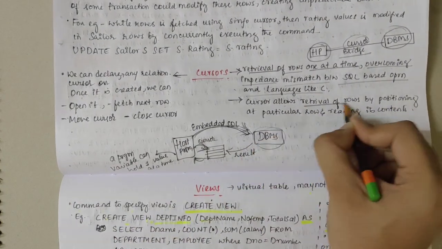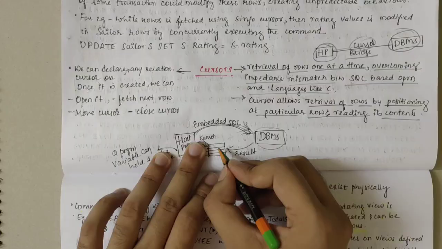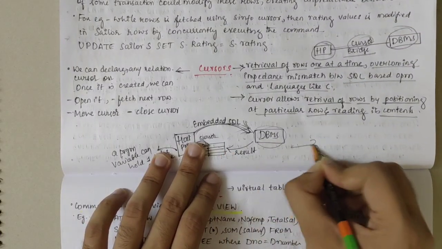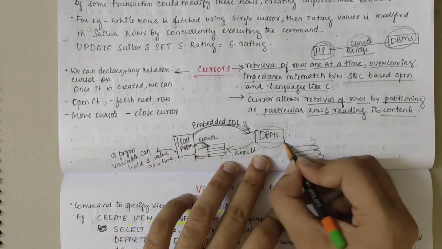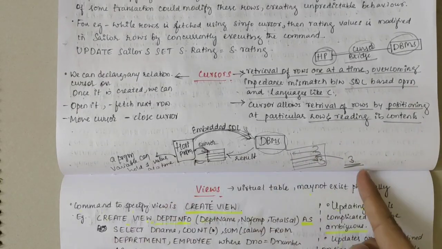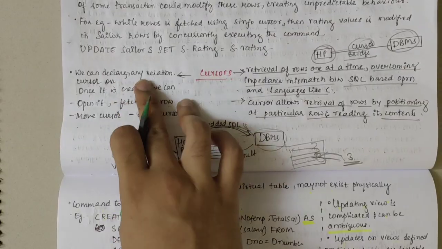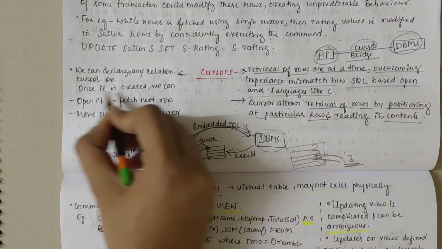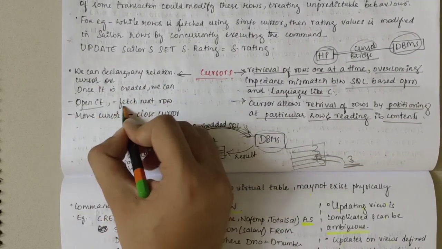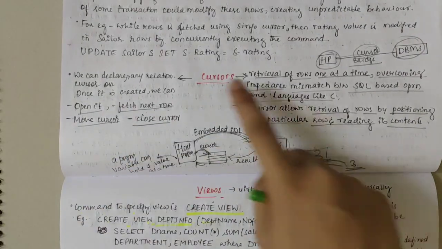A cursor allows retrieval of rows by positioning on a particular row and reading its contents. Otherwise, it will generally keep on reading rows one by one. But you can make use of position. If you specify the position as 3, you can reach the third row and read the values. When we declare a cursor on any relation, once it is created, we can open it, fetch the next row, move the cursor or close the cursor. These are the four operations which would be performed on a cursor.